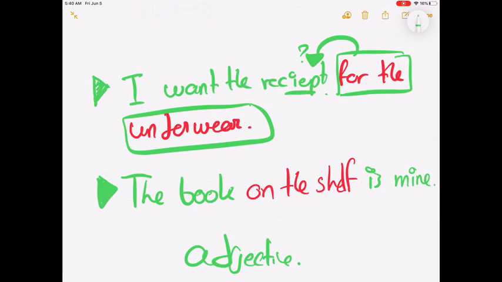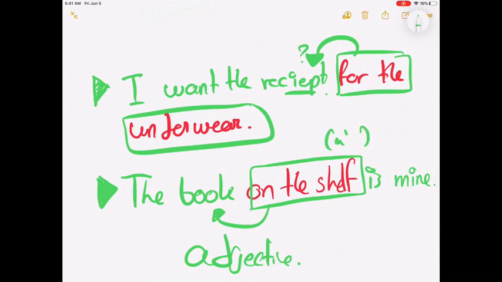Okay? Look at the second example. The book on the shelf is mine. Which book do I want? Do I want the book in my purse? Do I want the book in my bookstore? No, I want the book on the shelf. So in both cases, we can see that they are adjective phrases.